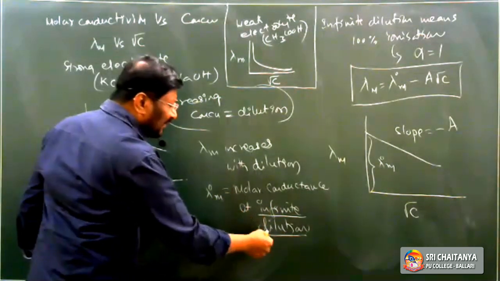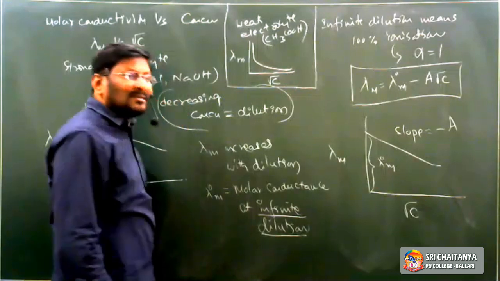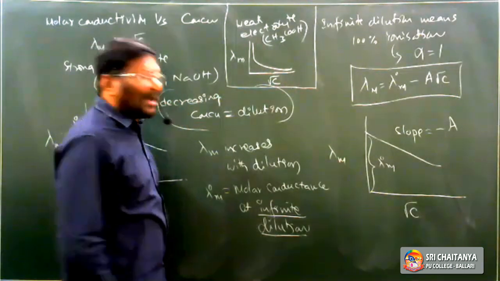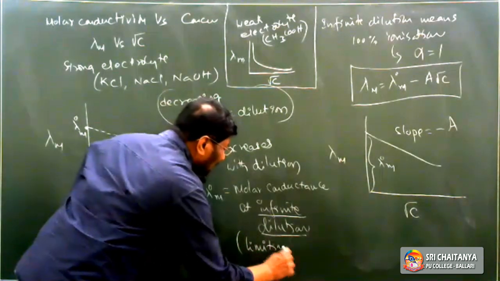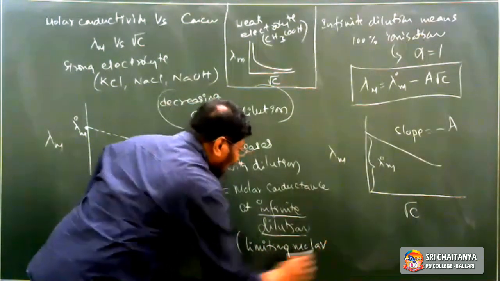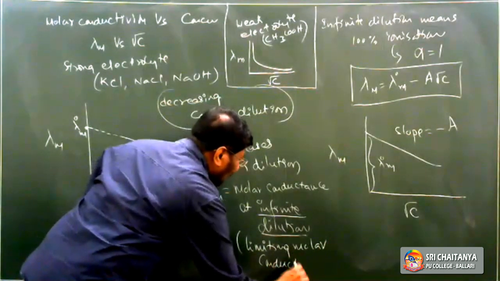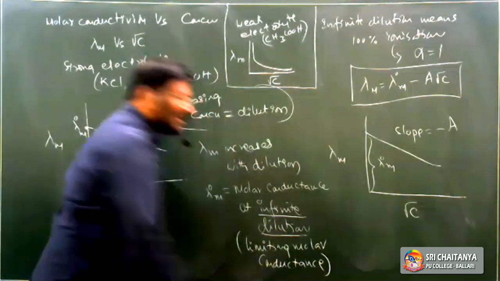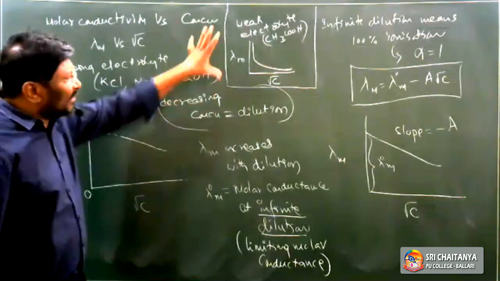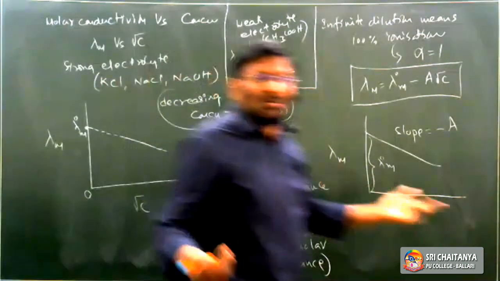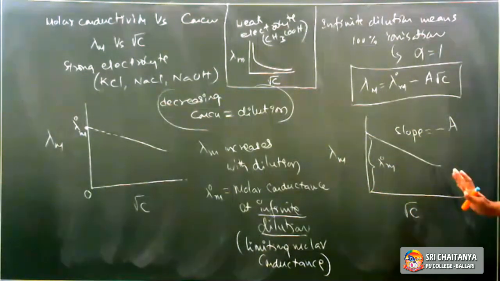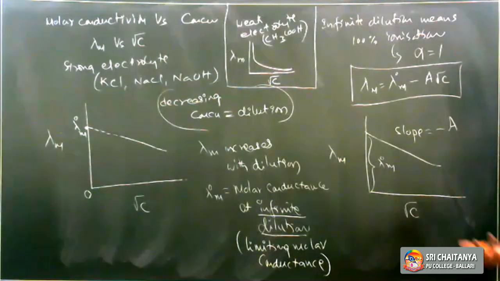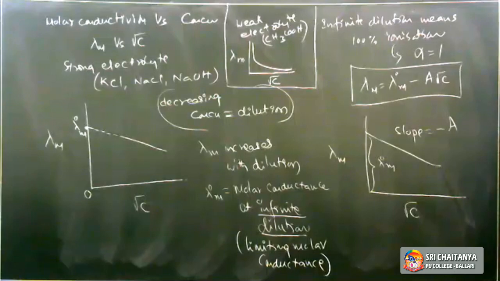Molar conductance at infinite dilution is also called limiting molar conductance. One more name you can give for this is limiting molar conductance. So for strong electrolytes, the graph is like this. For weak electrolytes, how? That is the problem. So again, on Monday, we will discuss that.